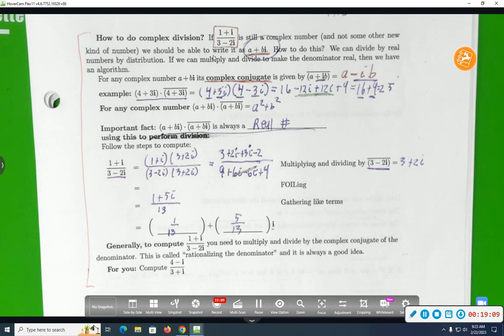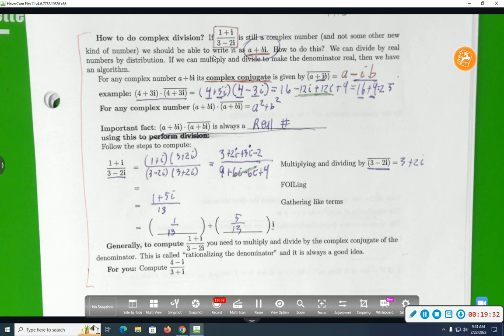How's that idea feel? So if you ever want to divide a complex number by another complex number, step one, multiply and divide by the complex conjugate. Then just FOIL out the numerator, FOIL out the denominator. You'll wind up with a real number in the denominator, and you can distribute.